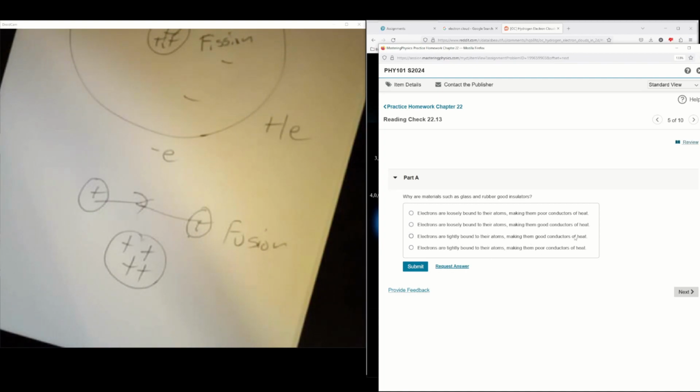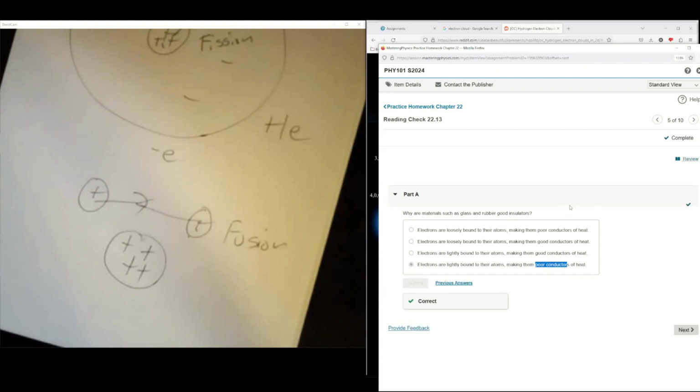Making them good conductors. Heat. I don't know why all of a sudden they have gone to the word heat here. But okay. Insulators are poor conductors. So insulators, electrons tightly bound, poor conductors is what we have there.